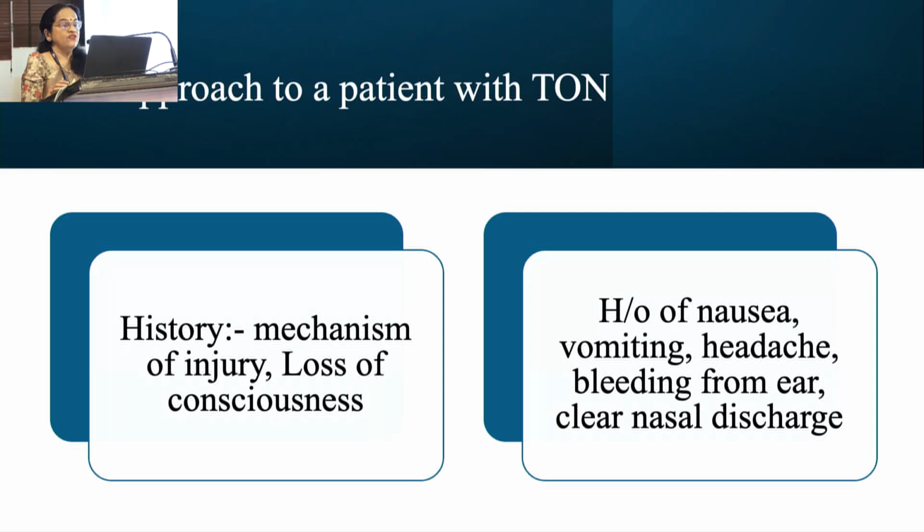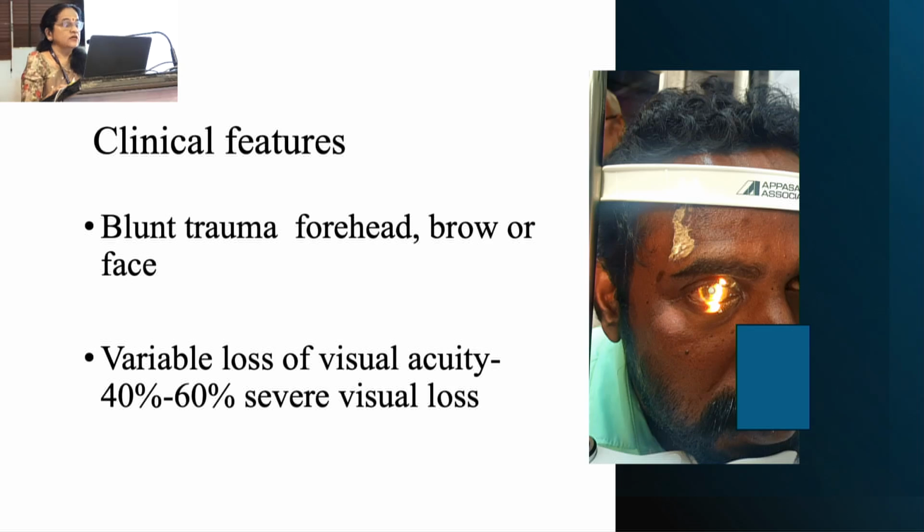So what we should keep in mind when we approach a patient with TON is that we need to take a meticulous history that includes the mechanism of the injury, any history of loss of consciousness, any history of raised intracranial tension, bleeding from the ear, or any clear fluid coming from the nose. In all these situations we should be very cautious in starting steroids. The initial visual acuity should be recorded because it's a great prognostic factor, but it may be very difficult in a patient with altered sensorium.